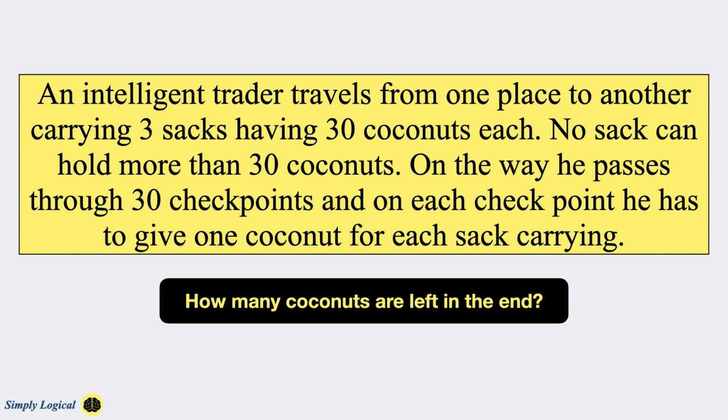An intelligent trader travels from one place to another carrying 3 sacks having 30 coconuts each. No sack can hold more than 30 coconuts. On the way, he passes through 30 checkpoints, and on each checkpoint, he has to give 1 coconut for each sack carrying. How many coconuts are left in the end?